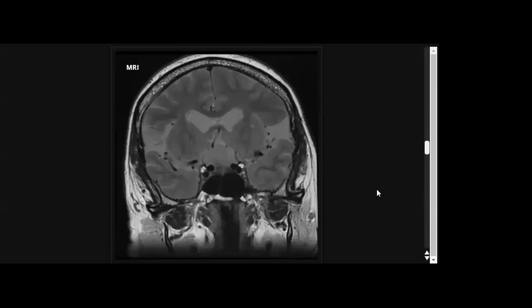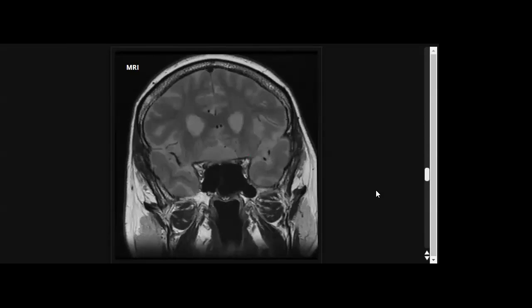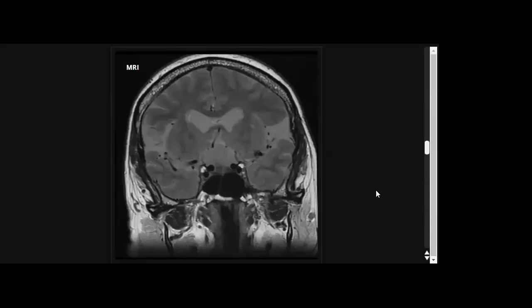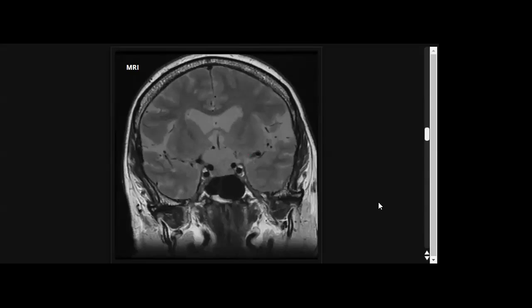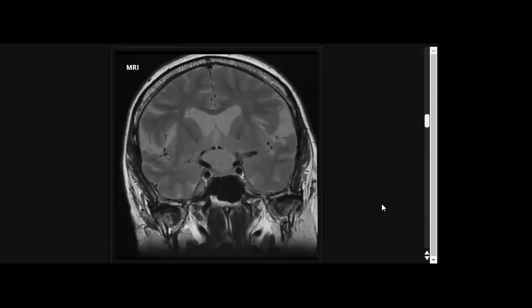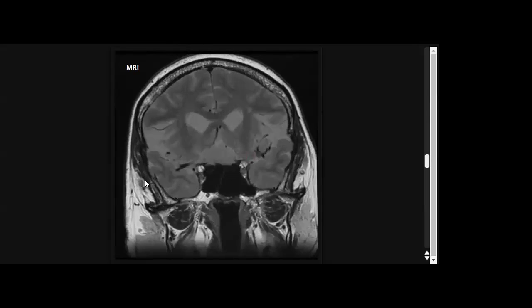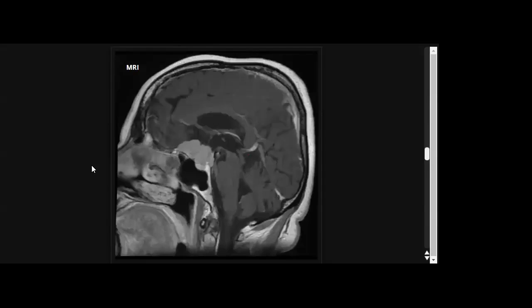I'm looking at the optic chiasm, which I cannot appreciate very clearly, likely compressed by the mass effect of this lesion. I'm looking in the sellar region for the pituitary gland, and in these images I cannot very clearly differentiate the sellar area, which I will confirm on the sagittal images, if I could see the pituitary gland separate from this lesion. I'll give you sagittal post-contrast to complete the case.